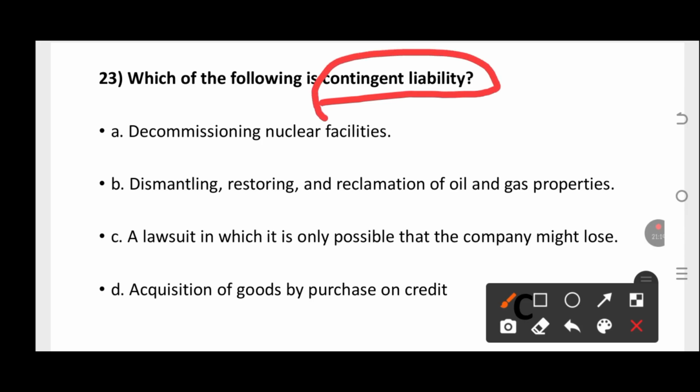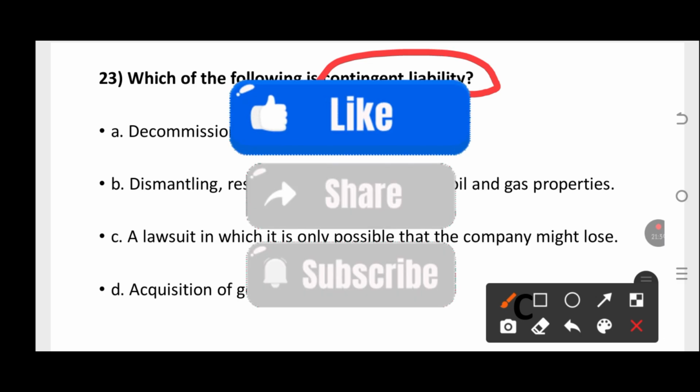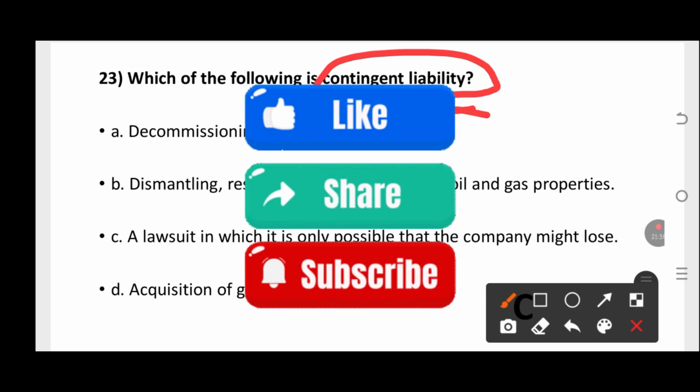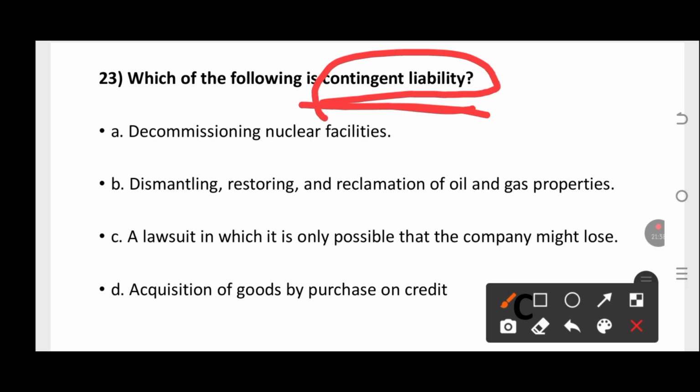A, decommissioning nuclear facilities. B, dismantling, restoring, and reclamation of oil and gas properties. C, a lawsuit in which it is only possible that the company made a loss. D, acquisition of goods by purchase on credit. Which one is a contingent liability? It is asking about contingent liability.